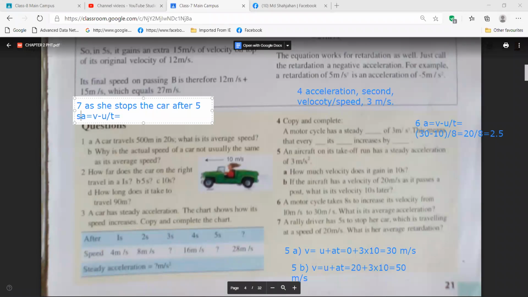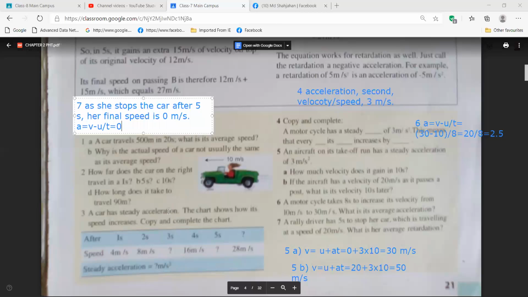her final speed is 0 meter per second, okay? 0 meter per second. Got it, everyone? Why are we writing final speed 0 meter per second? Is it clear to you? So our final speed is 0.